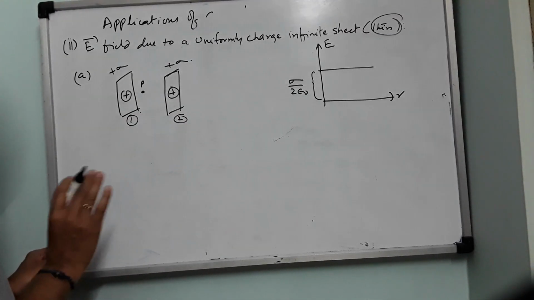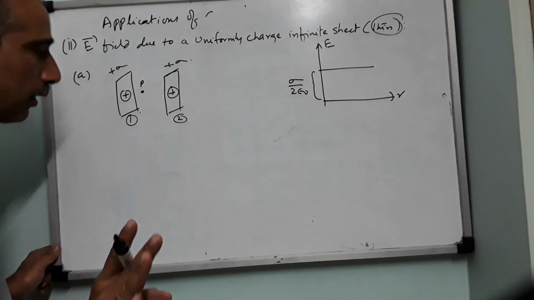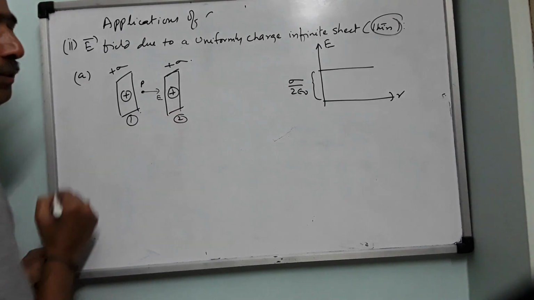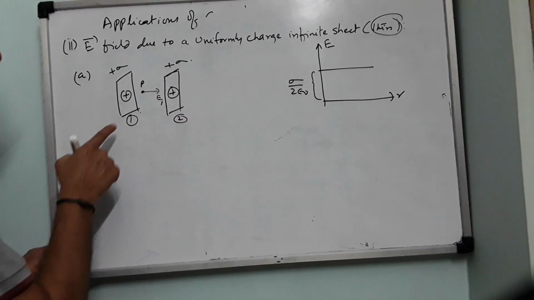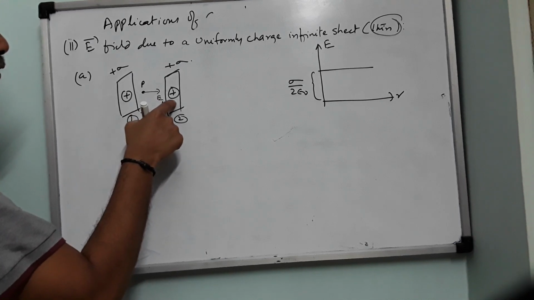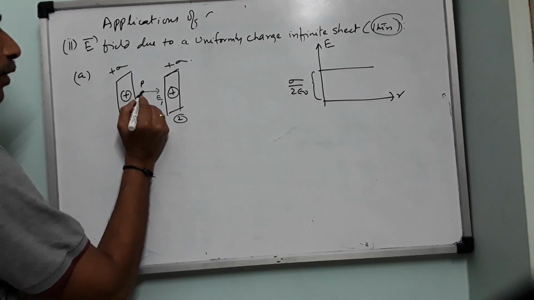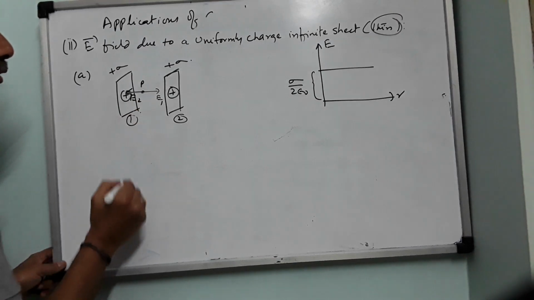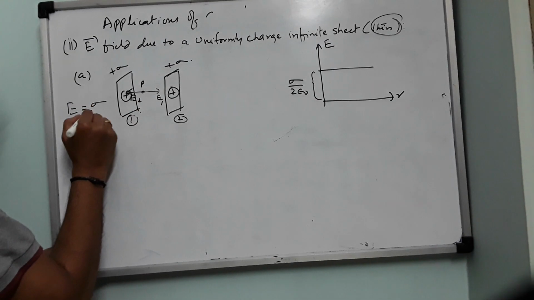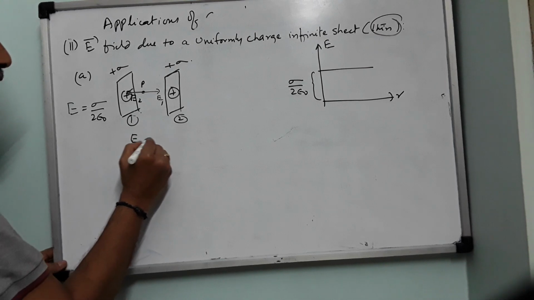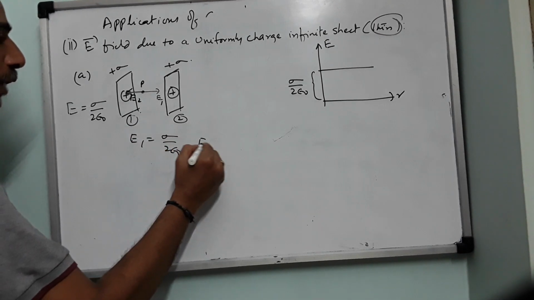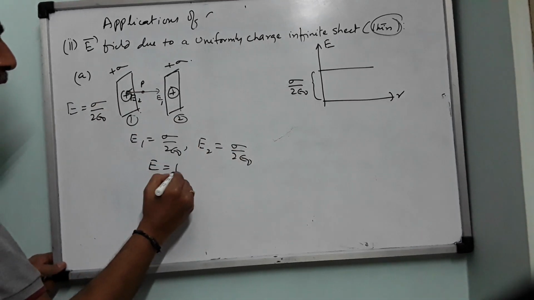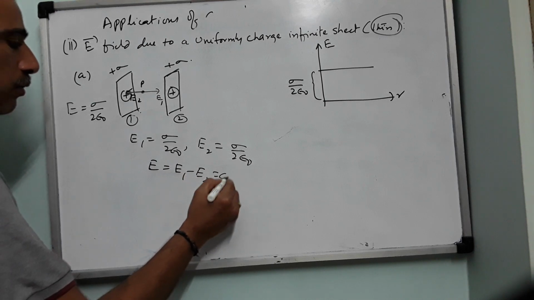As per the equation, both of them will produce the same magnitude. But direction-wise, this being positive, the field is radially outwards, so this is E1 due to this one, and this plate, being a positive plate, also produces an electric field radially outwards from it, in this direction. So this is E2. As E is independent of distance, E is sigma by 2 epsilon naught. E1 is sigma by 2 epsilon naught, and E2 is also sigma by 2 epsilon naught. Both are equal but opposite in direction. Net field E equals E1 minus E2 equals 0.